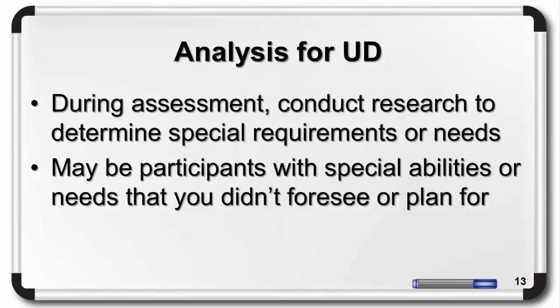Although you should by default be using universal design principles to be as inclusive as you can, designing for inclusion takes time and resources, and it is very difficult to predict and accommodate everyone. During analysis, you may find that there are participants with special abilities or needs that you didn't foresee or plan for, which will help you make adjustments when planning and designing for accessibility.